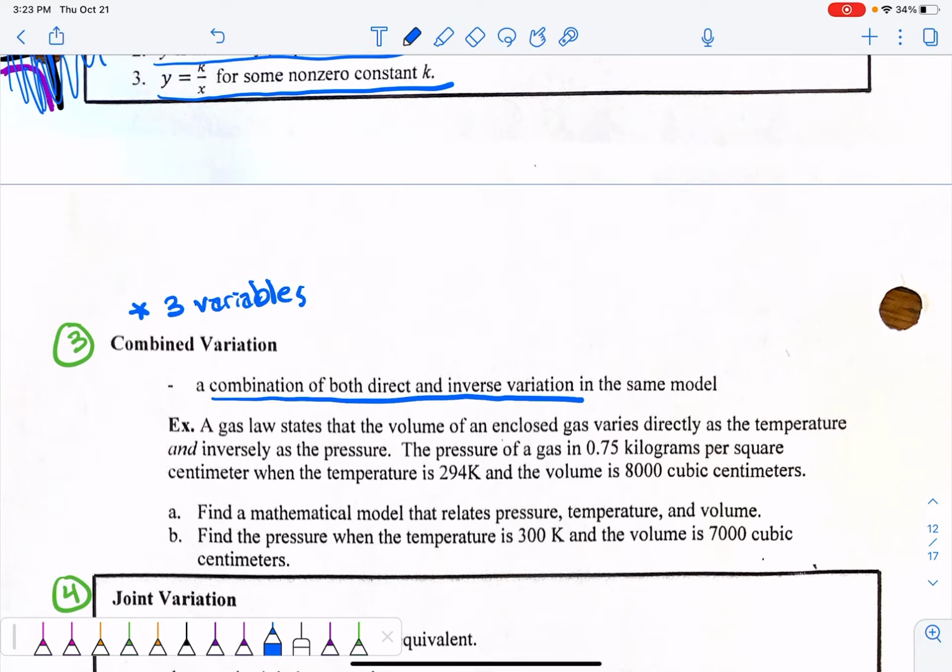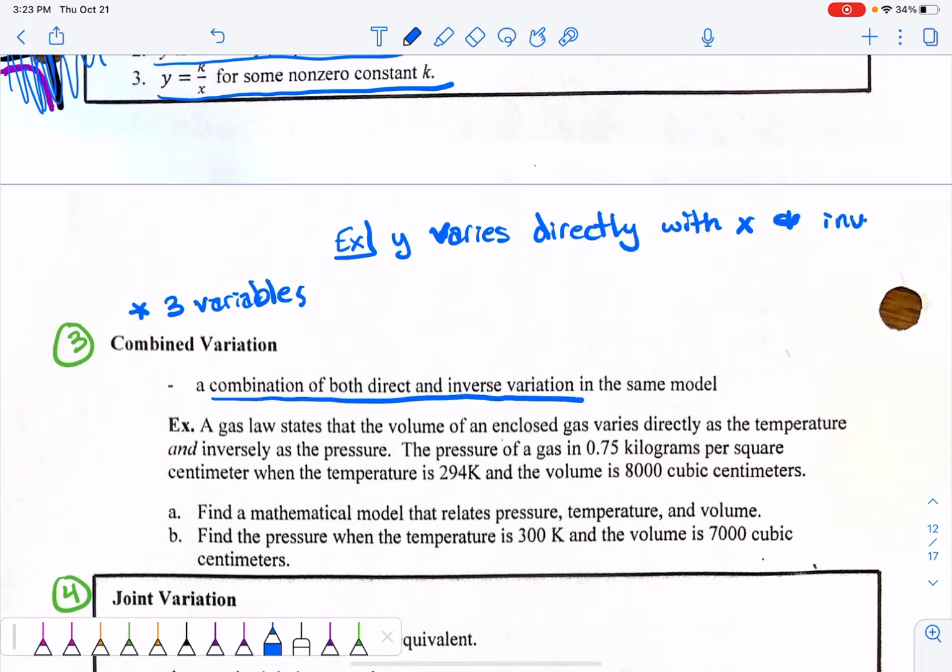Okay, so let me give you an example of how the equation works. They will say y varies directly with x and inversely with z. What this equation is going to look like, a direct variation is y equals kx. But inversely with z means that z is going on the bottom here now. So we still have that constant k, but it's using direct and inverse at the same time. So that's kind of how that will work, okay?